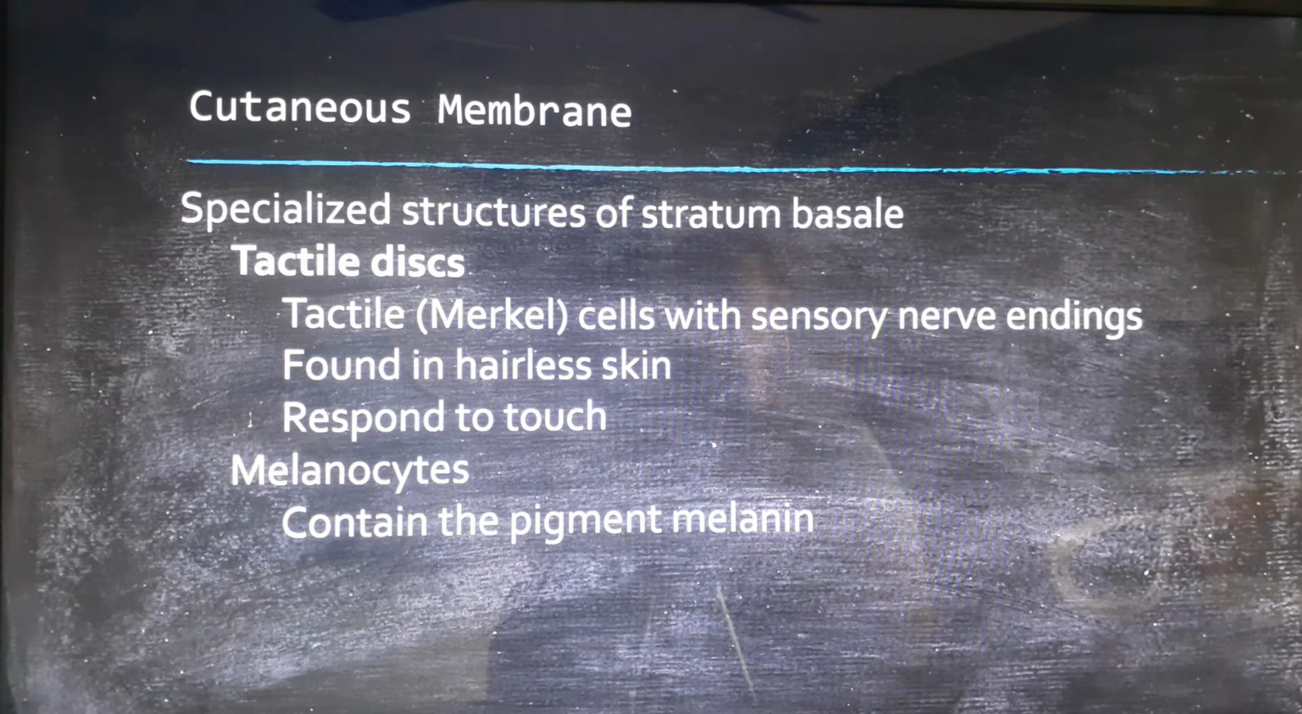Now, very few parts of our body don't have hair on them. Our lips, our nipples, and parts of our external genitalia. That's it. Everywhere else you have hair, even if it's fine hair. You will also find a cell in the stratum basal called a melanocyte. And these are ones that make and hold the pigment melanin. We'll talk more about that in the chapter later.